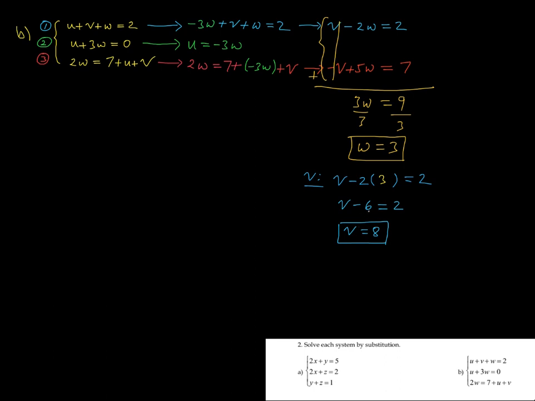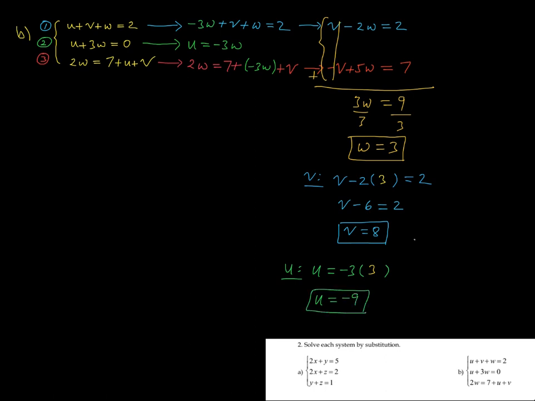All right, and then lastly, we just have u to solve for. And for that, we can use the fact that u is minus 3w. So u is equal to minus 3 times w, and w we know is 3. So this tells us that u is equal to negative 9.